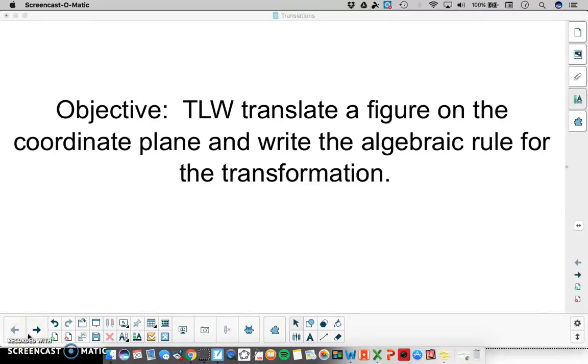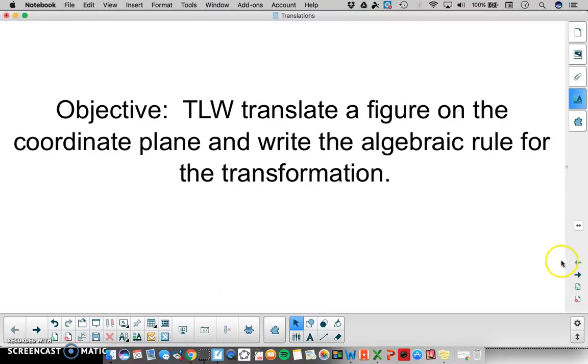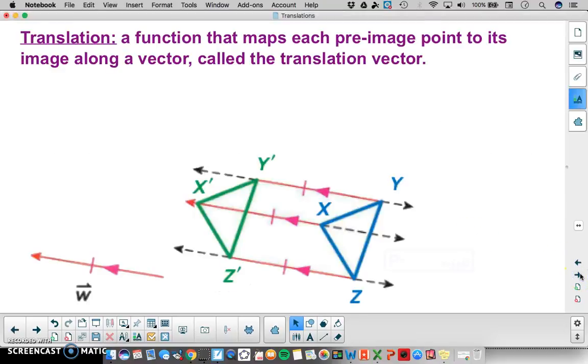In this video, the learner will translate a figure on the coordinate plane and write the algebraic rule for the transformation. First, let's talk about what a translation is. It is a function that maps each pre-image point to its image along a vector, called the translation vector.